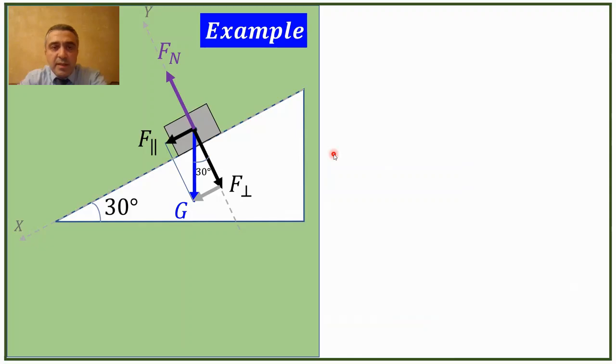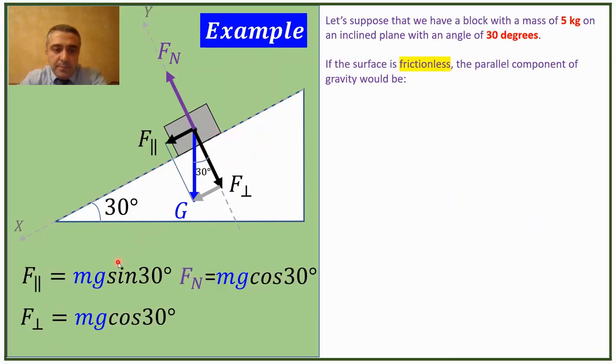And let's focus on the example. In order to solve this problem, let's read the question. For example, let's suppose that we have a block with a mass of 5 kilogram on an inclined plane, and the angle of the inclined plane is 30 degrees, and for the first case, this surface is frictionless, so there isn't any friction force.